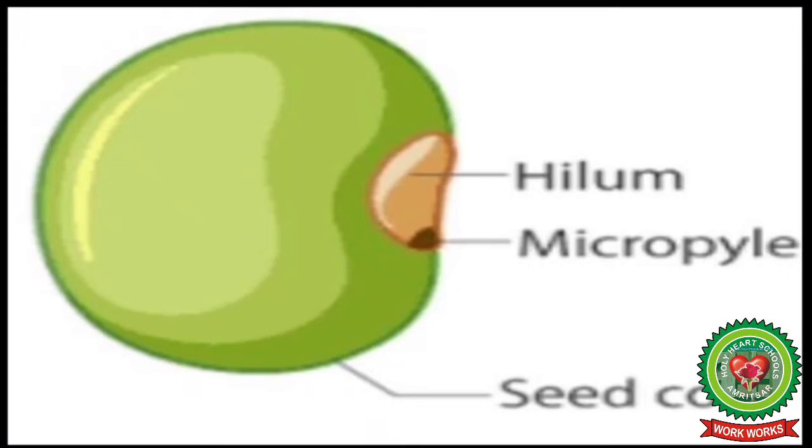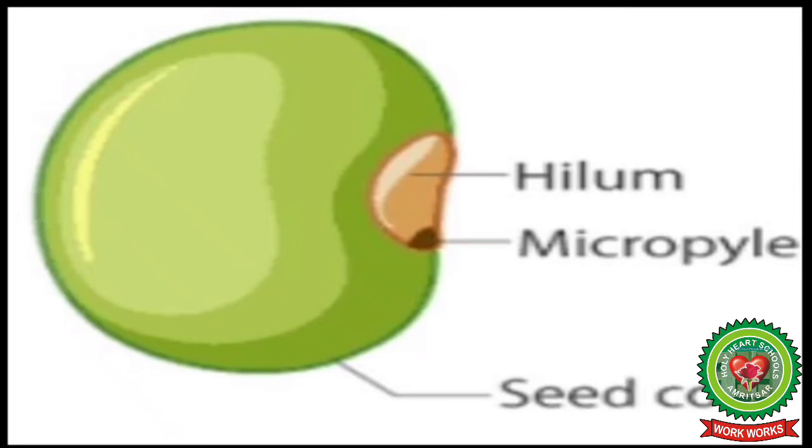On the seed is present a scar called hilum. It represents the point of attachment of the seed with its stalk. Adjacent to the hilum is present a minute opening called micropyle. Absorption of water as well as exchange of gases takes place through the micropyle during germination of seeds.